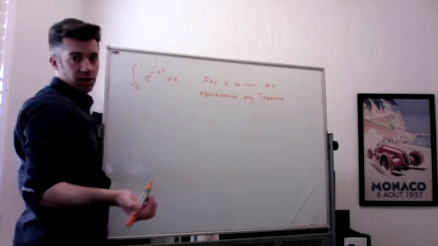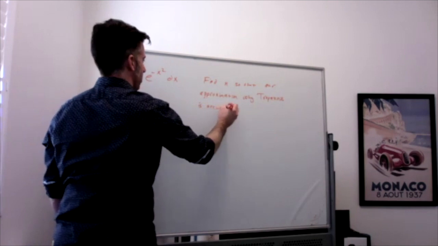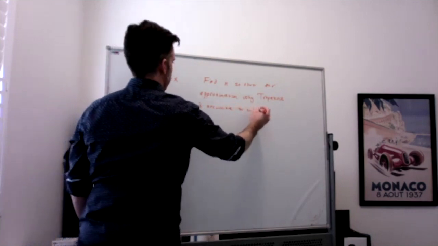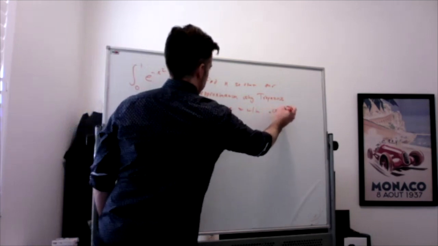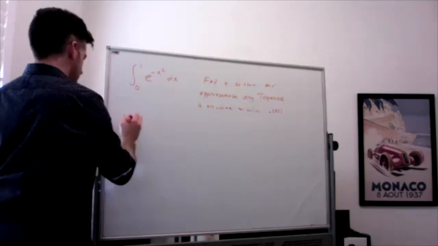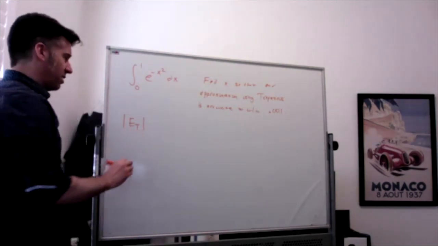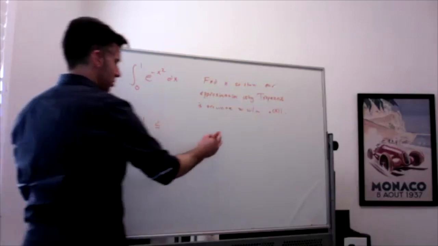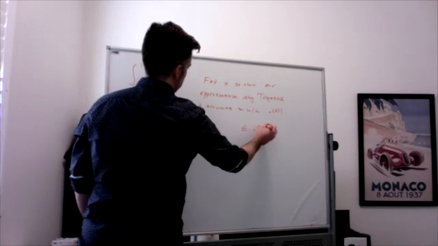Our approximation is accurate to within 0.001. So all I'm saying here is I want my estimate of the error for the trapezoid method to be less than or equal to whatever it's less than or equal to, and I want that to be less than or equal to 0.001.